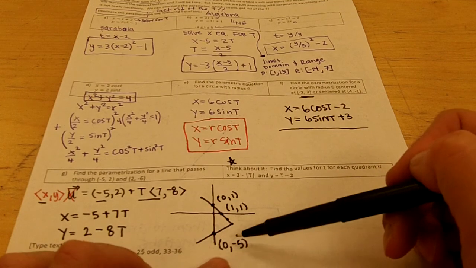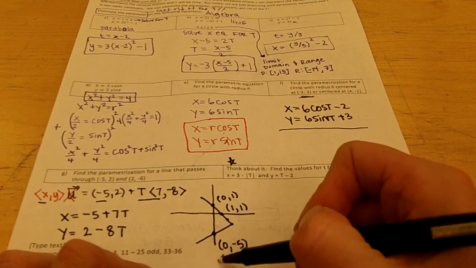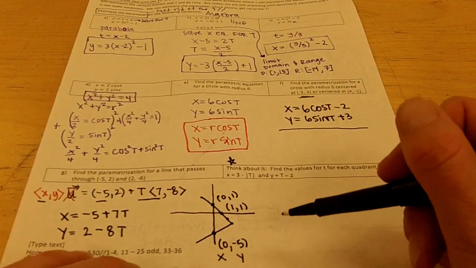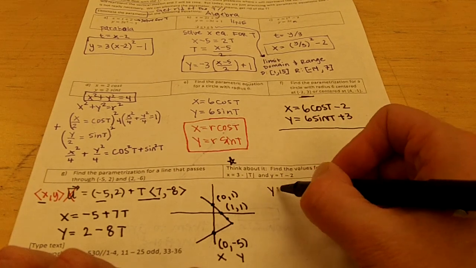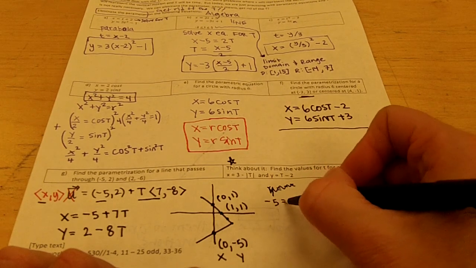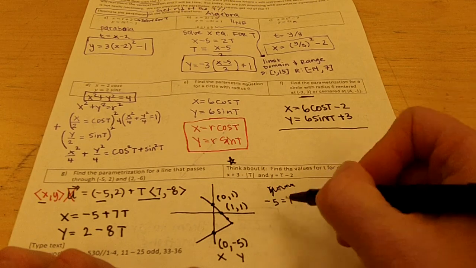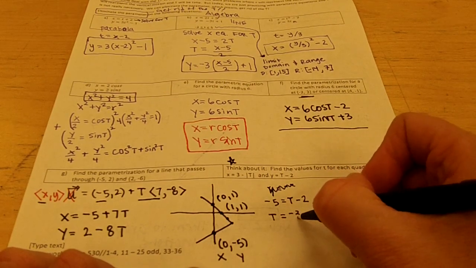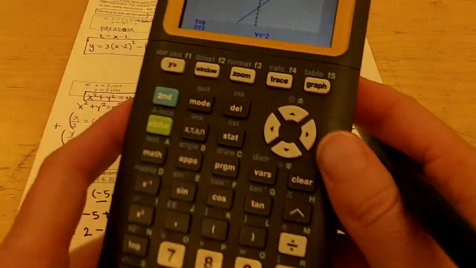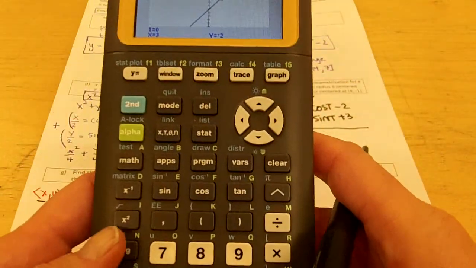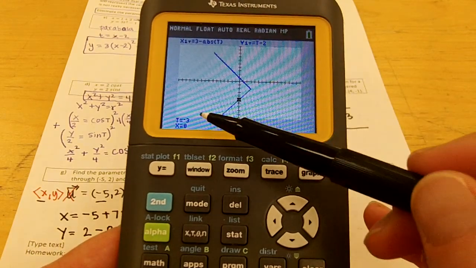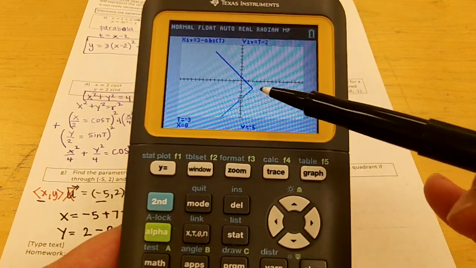So what I'm going to do is plug this in for x and y and solve it for t. When y is equal to -5, I want to figure out what t is. T minus 2, so t is equal to -3. So all I did was plug this point in for the y value right here. So now I'm going to go back to my calculator and trace it. When t is equal to -3, oh yeah, I'm right there on the y-axis. So I'm at the point 0, -5.